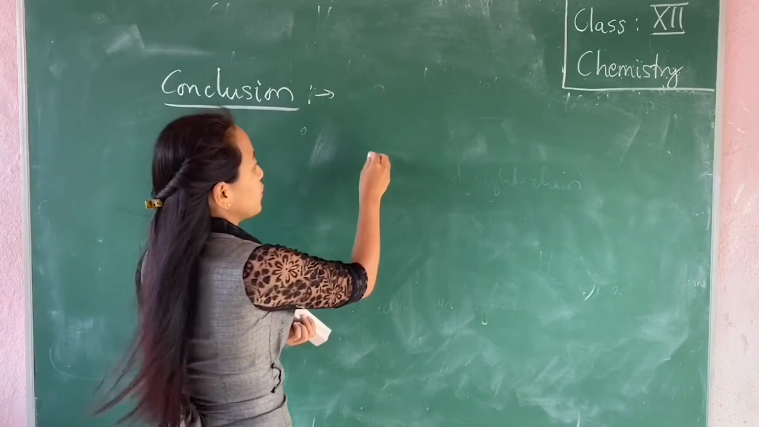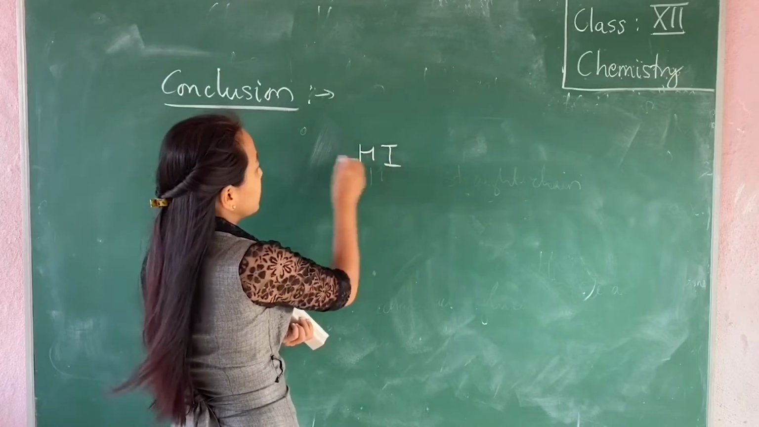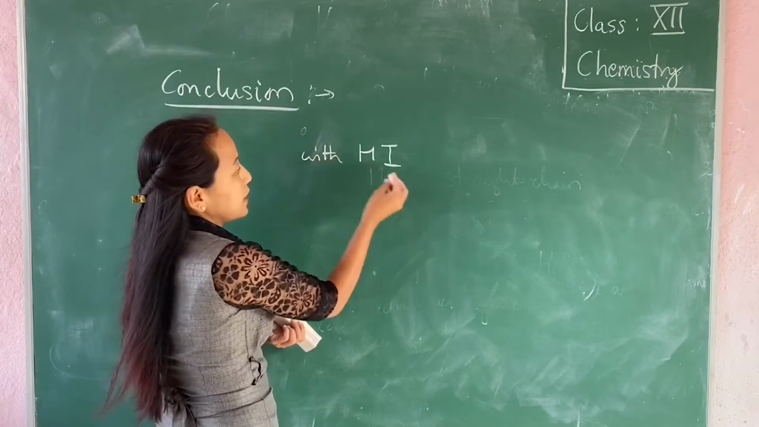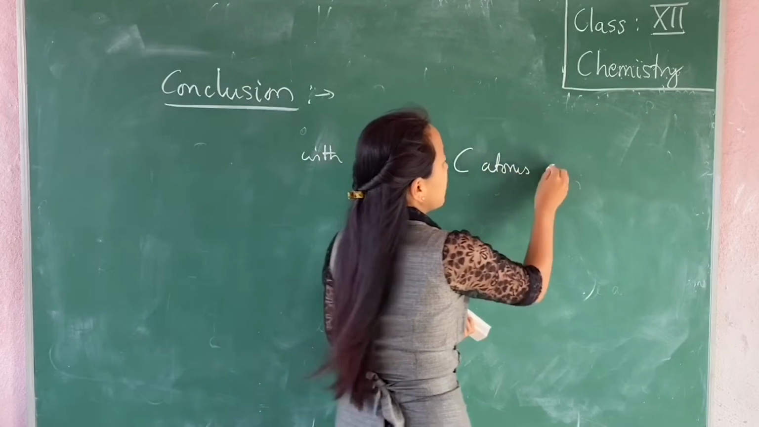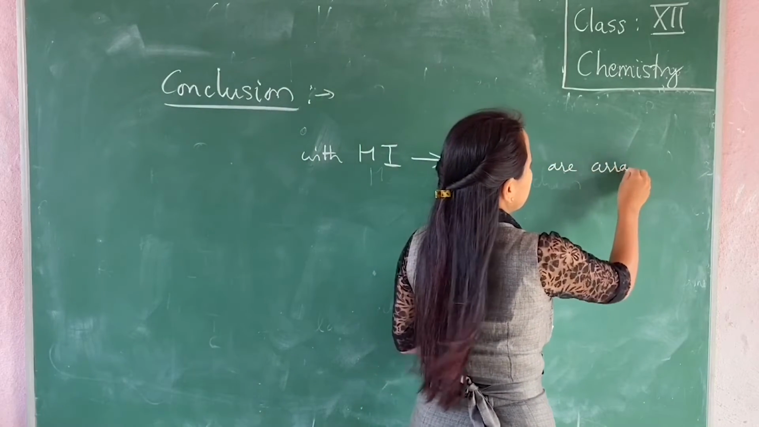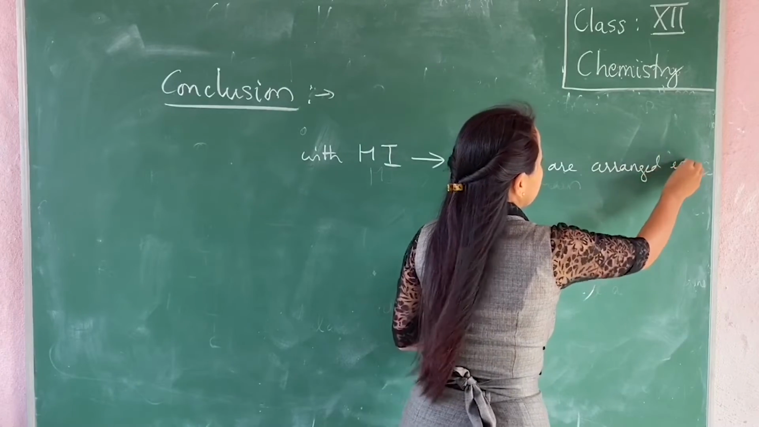The first reaction was with hydrogen iodide. With hydrogen iodide, it was confirmed that carbon atoms are arranged in a straight chain.